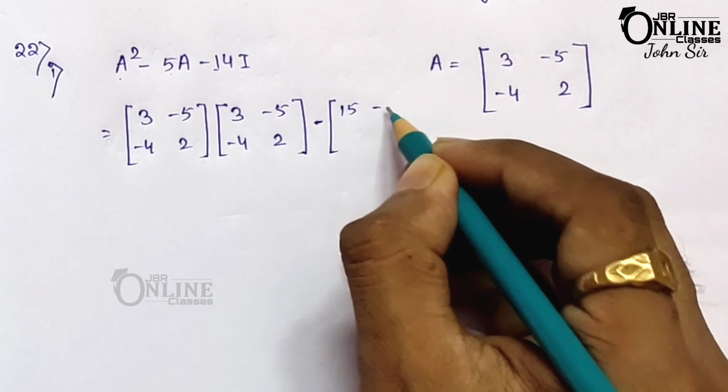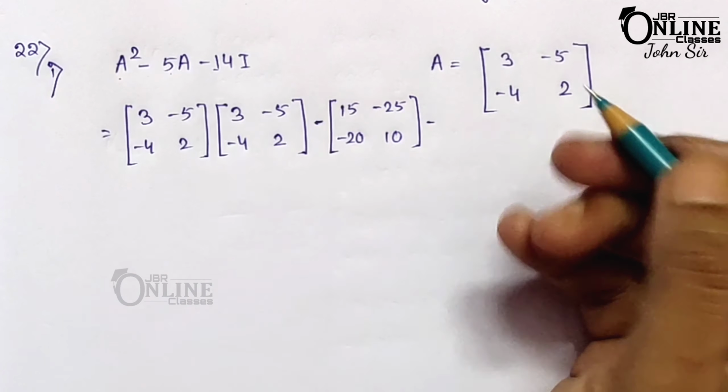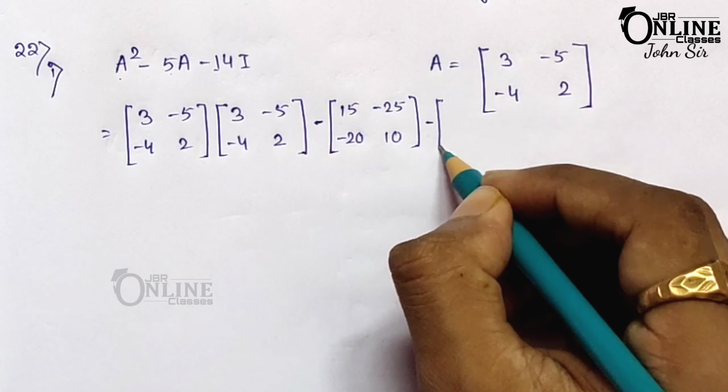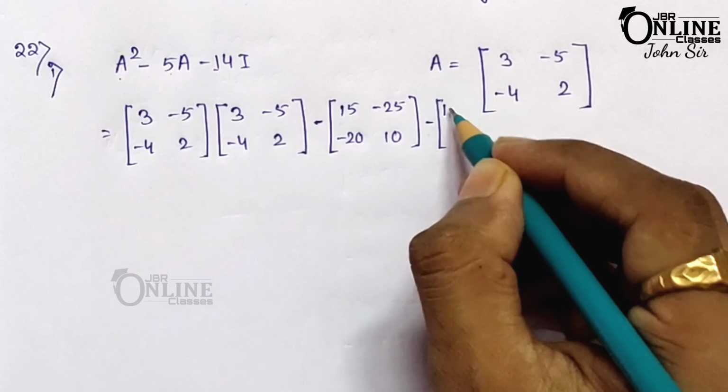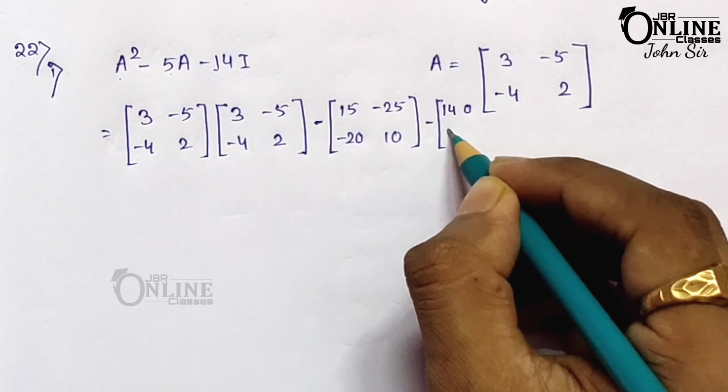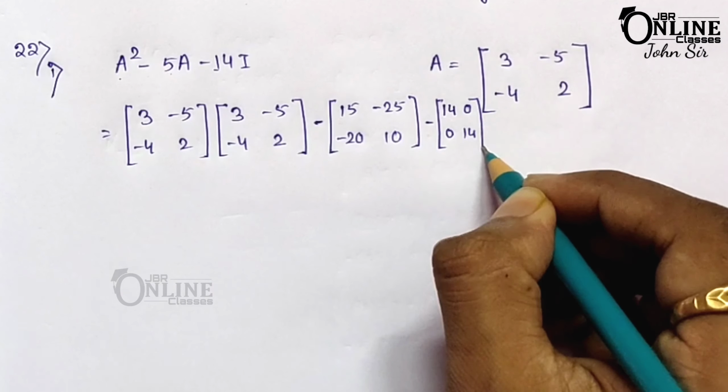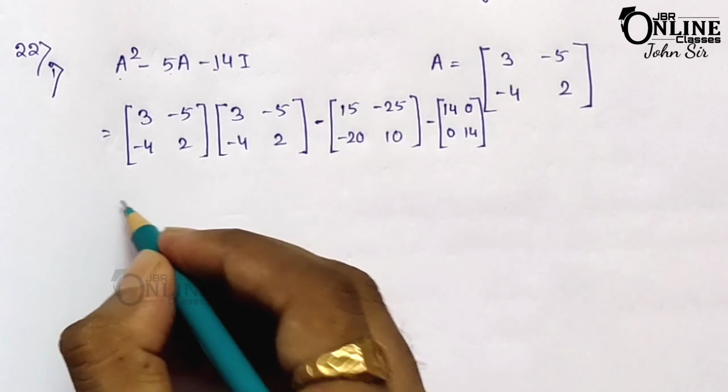And then here minus 14I. You know that I means identity matrix. So 1, 0, 0, 1. If you multiply by 14, then it will be here 14, 0, here 0, here 14. Okay. Now first you have to find out the A square.